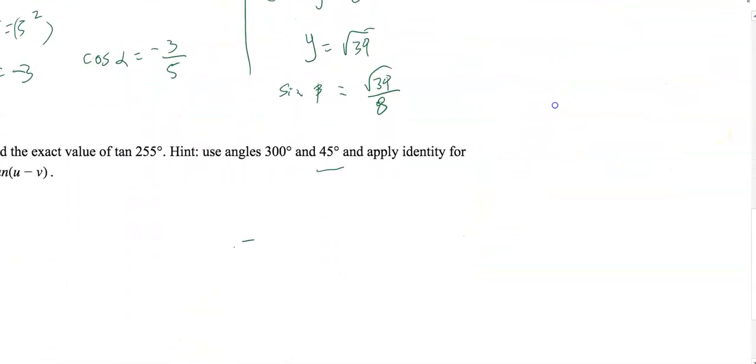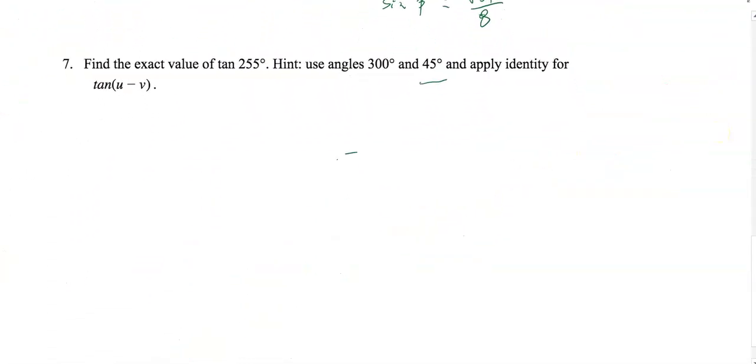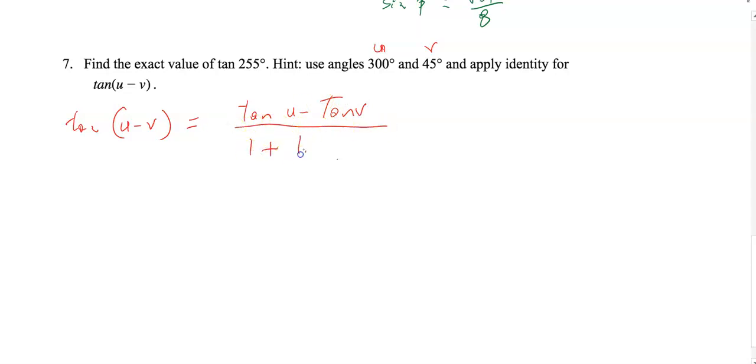Let's look at another question. Find the exact value of tan 255. We can use angles, let's call them U and V. U is 300 degrees and V is 45 degrees. The formula for tan of U minus V is equal to tan U minus tan V over 1 plus tan U tan V.